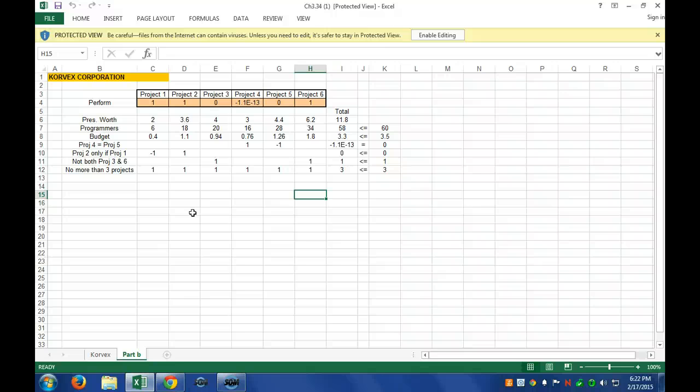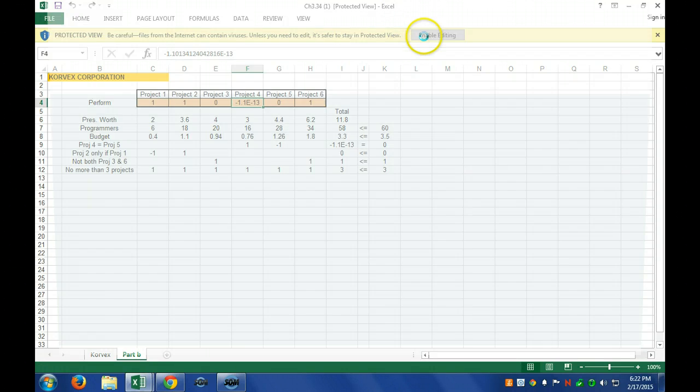So that's 3 projects. And I know this one up here says 1.1 e to the negative 13. What that's really saying is what? That represents what? 0, right? It's 0.00000000011. Excel just doesn't arrive at a perfect 0. It's going through a formulation. But that really means 1.